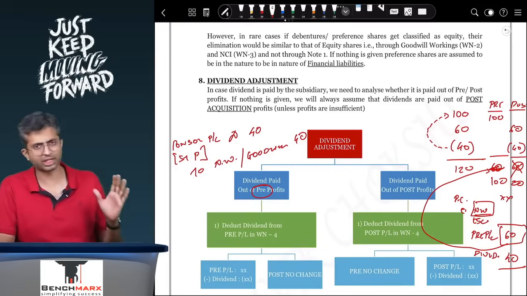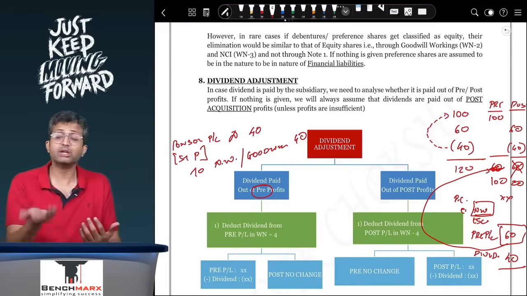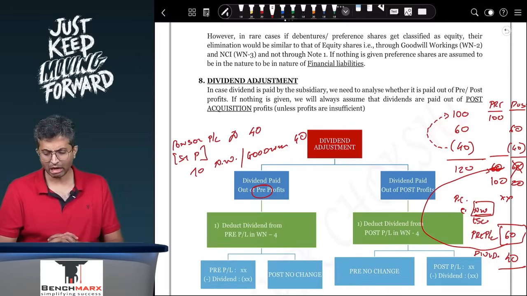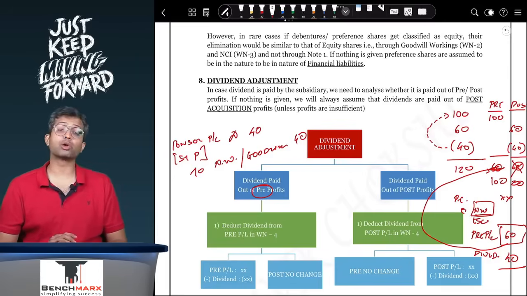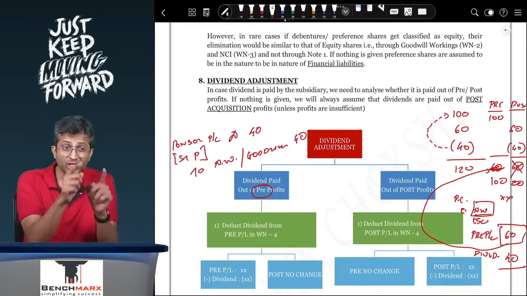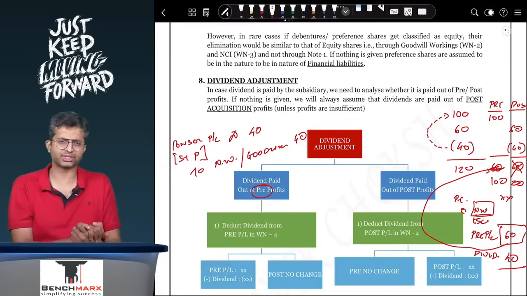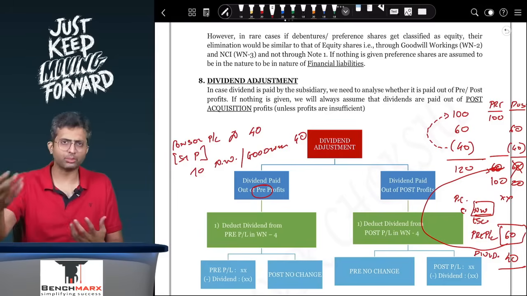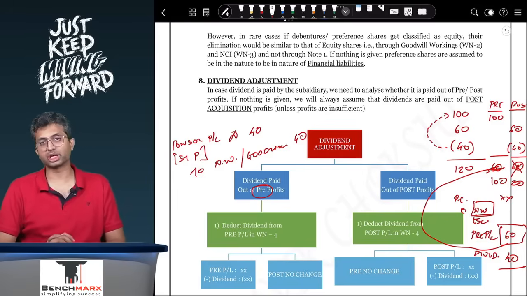However, if it is specifically given that dividend is paid out of opening balances, out of the pre-acquisition amount, then you adjust it accordingly. So if dividend is paid out of pre-acquisition profits, you will have to give an adjusting effect in working note number 1, where you reduce the pre-acquisition dividend which is already a part of the standalone parent, and you increase the net worth in working note number 2, so that you can calculate the correct amount of goodwill.